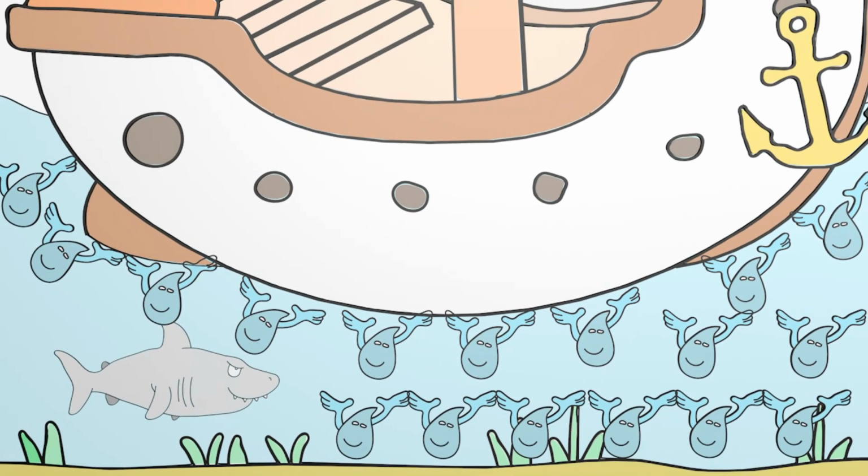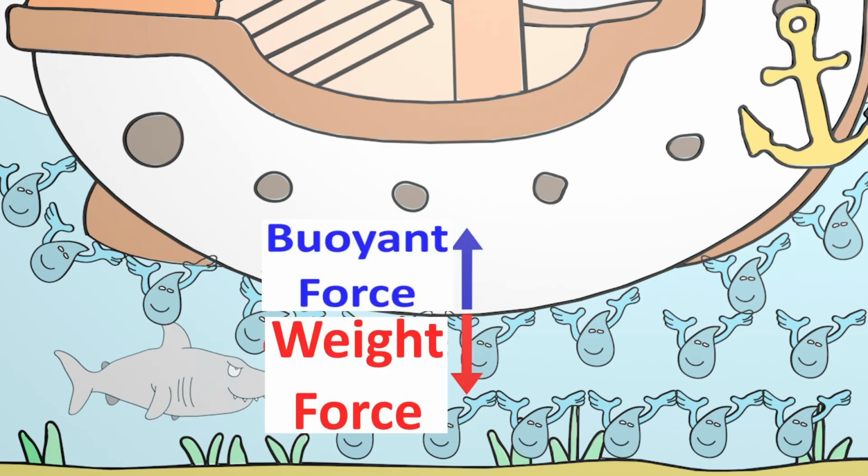The second trick is that a ship has large cavities inside that are only filled with air. This reduces the mean density of the ship and thereby also the weight force. In this way, buoyancy and weight force can balance and the ship can swim.